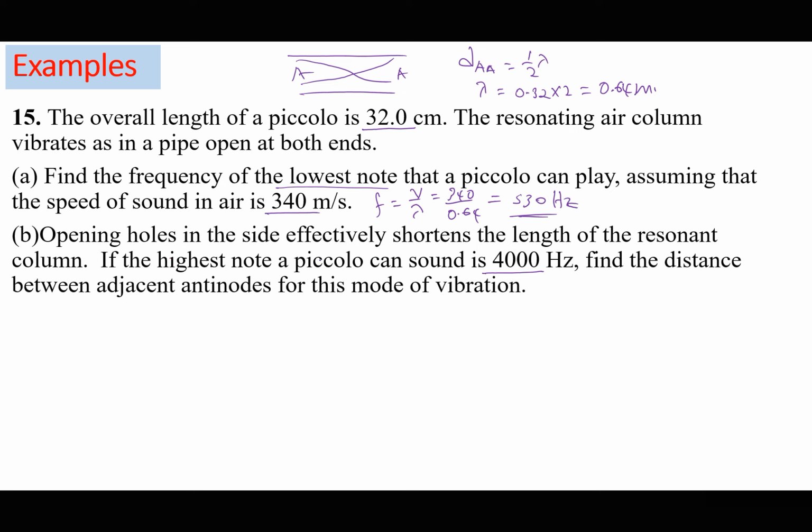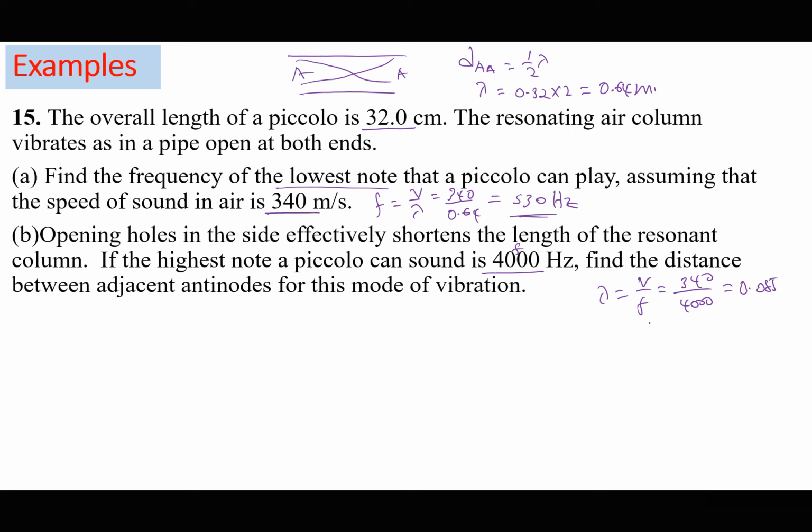Opening holes in the side effectively shortens the length of the resonant column. If the highest note a piccolo can sound is 4,000 Hertz, so the frequency is 4,000, find the distance between adjacent antinodes. So I'll first find the wavelength. The wavelength is going to be V over the frequency. The V has remained 340. The frequency is 4,000. So this gives us the wavelength, 340 divided by 4,000.